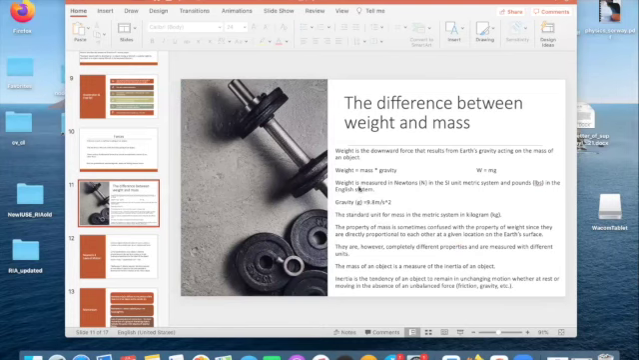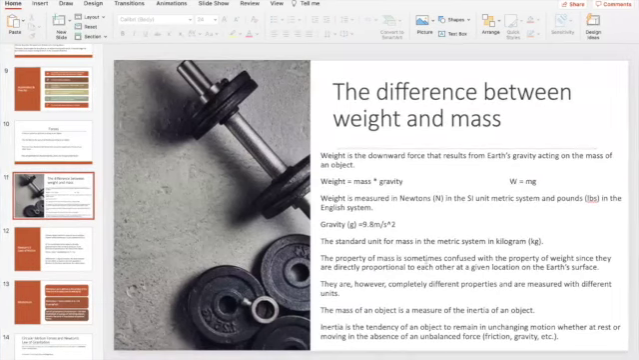All right, so most of the time here in America, we measure weight in pounds. All right, but the SI unit for weight is actually in newtons. Okay, so again, gravity, lowercase g, is 9.8 meters per second squared.